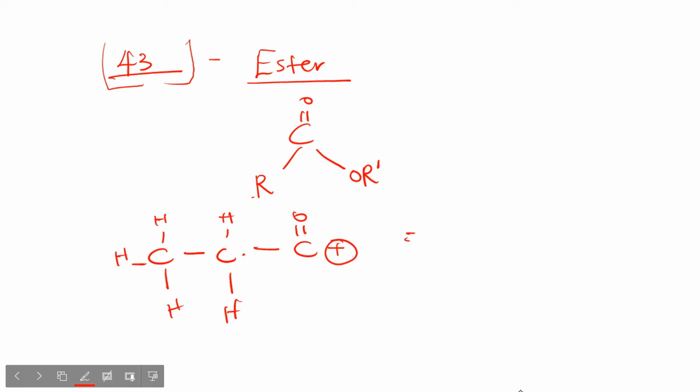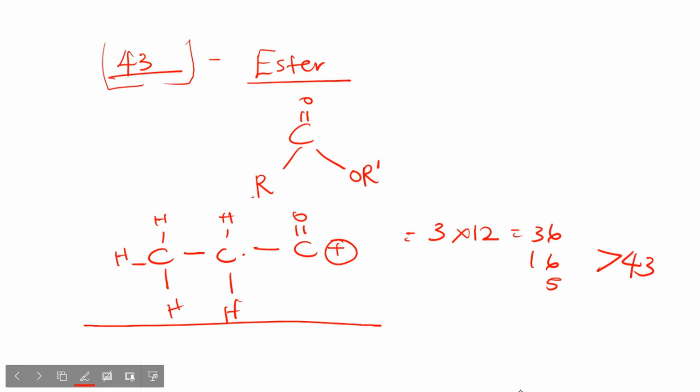So 3 times 12, that would be 36, right? Plus 16, plus how much hydrogen? 1, 2, 3, 4, 5. 5. This will be more than 43. So you know that this would not be the fragment that is represented by the base peak 43, right? So let's try the next one. So for instance, it looks like this.